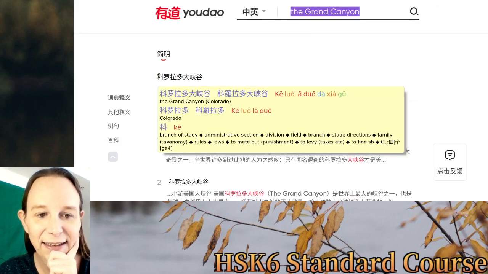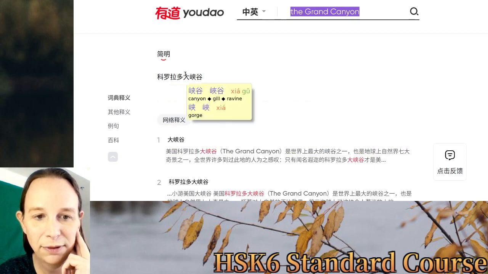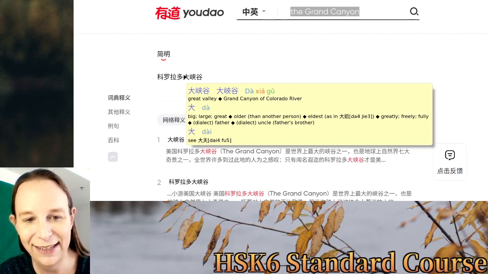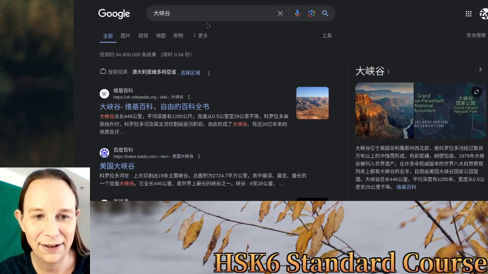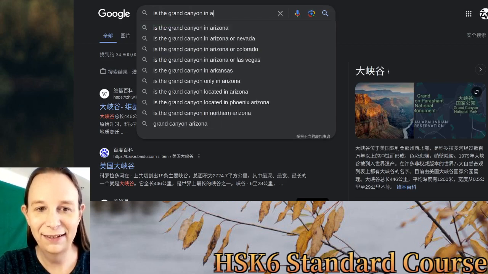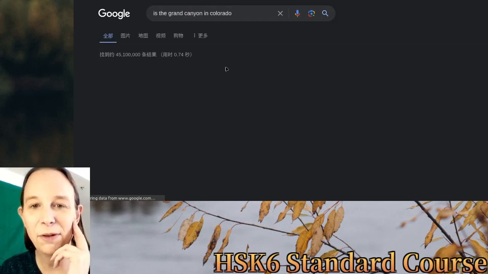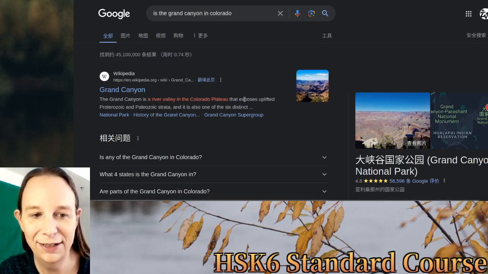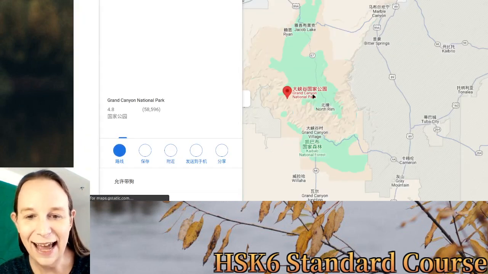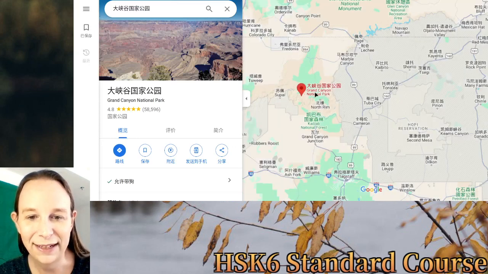The Grand Canyon. Oh, not exactly. What's this? Colorado. 大峡谷. Oh, it's in Colorado. I've been to Colorado. Why didn't I go see the Grand Canyon? Is it really in Colorado? I feel silly now. Maybe it's in multiple states. River Valley, Colorado Plateau. 我还是就是我很好奇, 大峡谷国家公园.